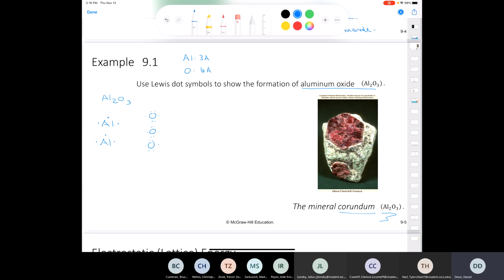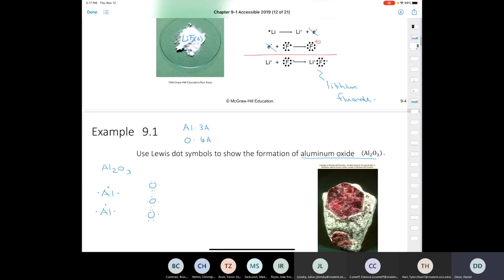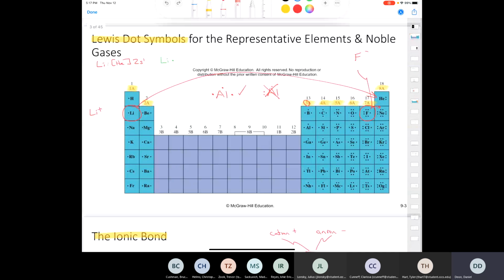Well, in order for the oxygens to gain enough electrons to become isoelectronic with the nearest noble gas, how many electrons would they have to gain? Let's take a look back here.